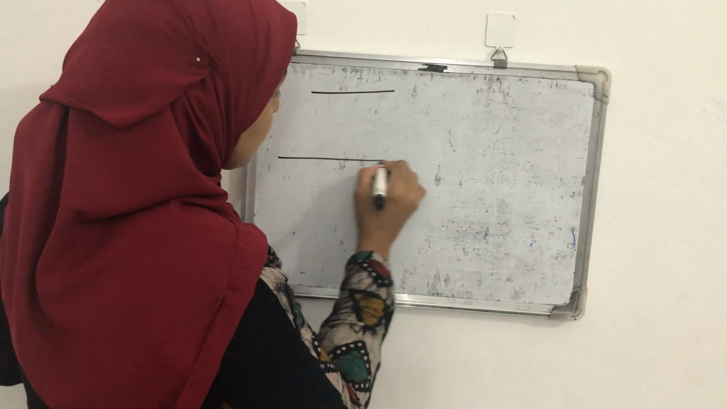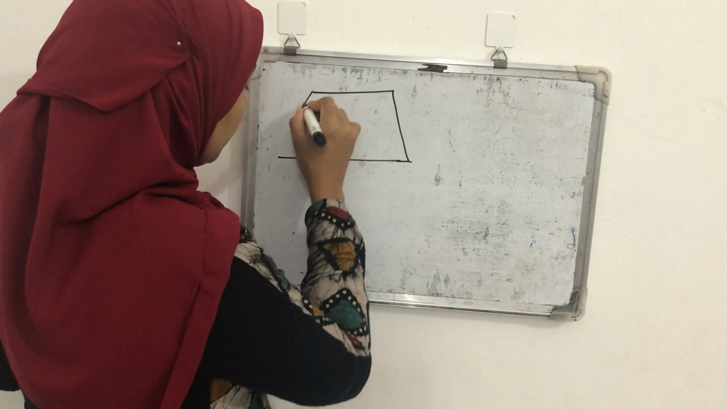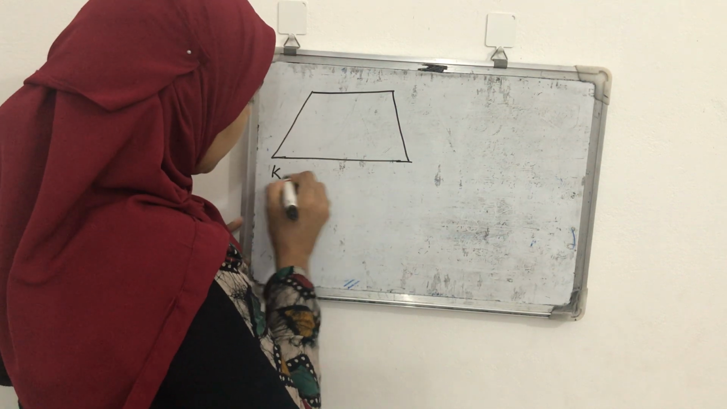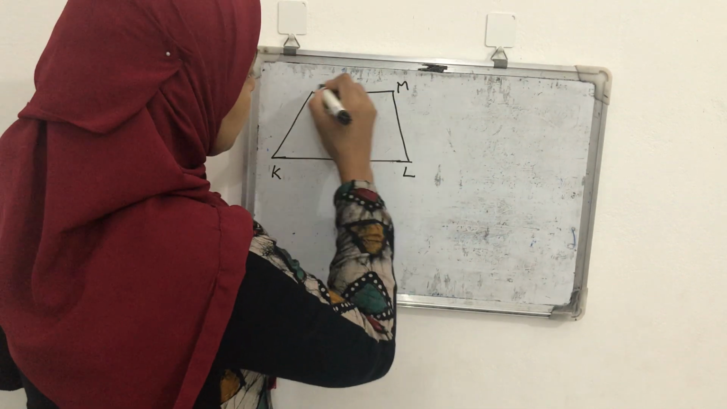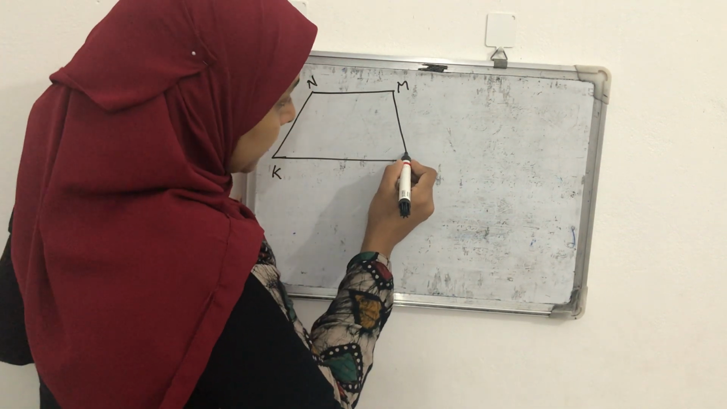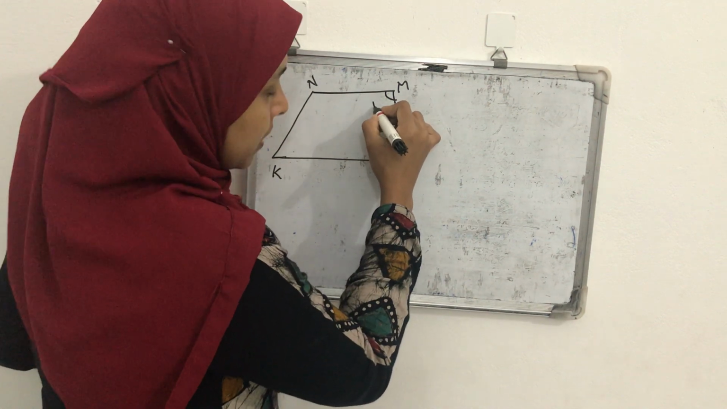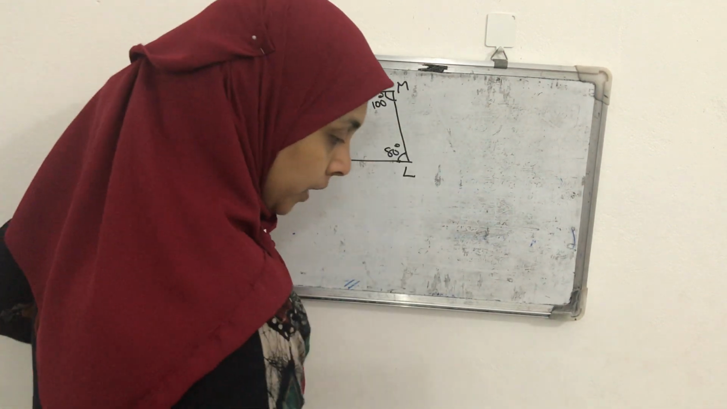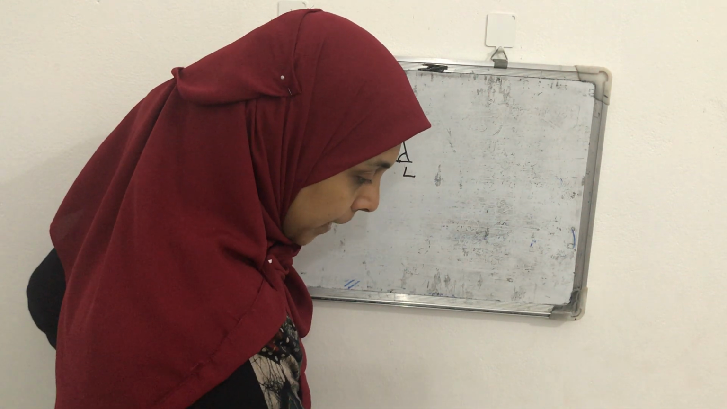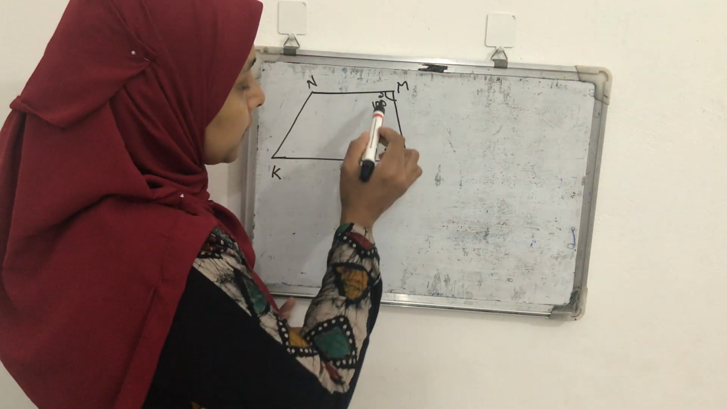The quadrilateral is named K, L, M, N. This angle is given as 80 degrees and this angle is given as 100 degrees. Explain how this figure is a trapezium, which of its two sides are parallel. So we know what this is.